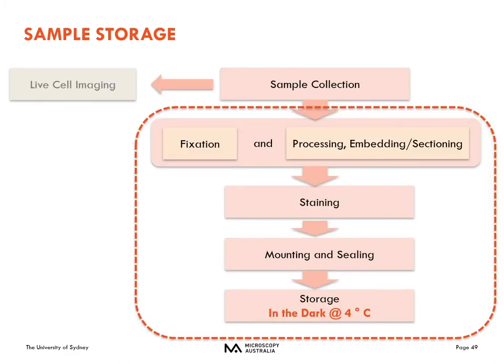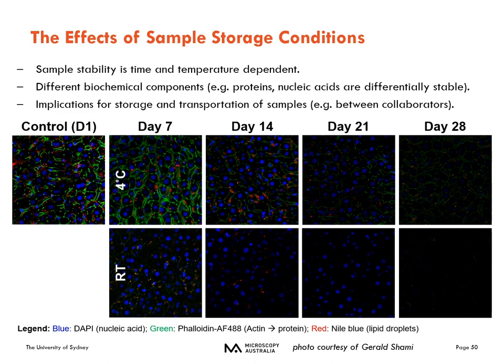For sample storage, I highly recommend keeping it in the dark at 4 degrees. Here is an example of how sample storage conditions change things. The sample stability is time and temperature dependent. Once you prepare the sample, at day 7 and 4 degrees, your sample is still not much different from day 1, but after day 7, the signal information starts degrading and disappearing. And on day 28, there are no signals left.